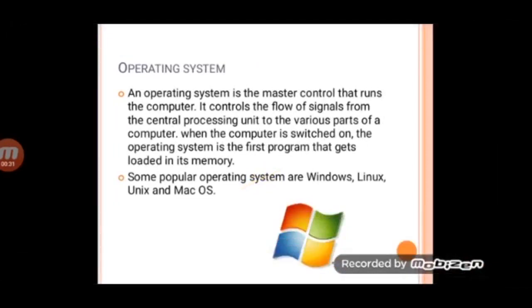Now the operating system. An operating system is a master control that runs the computer. It controls the flow of signals from the central processing unit to the various parts of the computer. When the computer is switched on, the operating system is the first program that gets loaded into its memory. Some popular operating systems are Windows, Linux, Unix, and Mac OS.